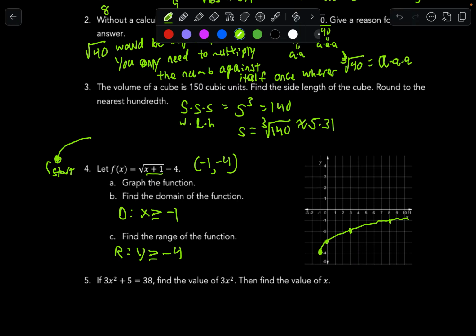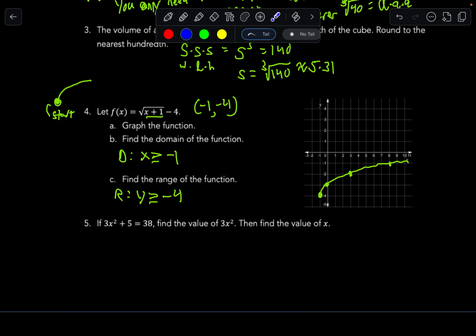Excuse me, -4. And again, remember, range is the output, so it's the y value. So you look along the y-axis, you see it begins here at -4, and then it goes above it. Likewise, the domain is the x-axis, so we go along the x-axis, and we see it starts here at -1 and goes to the right. So that's how you graph this.